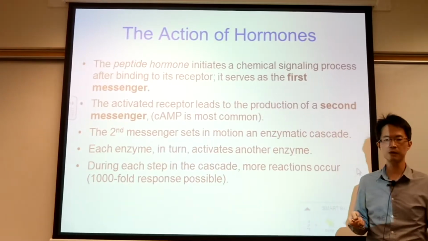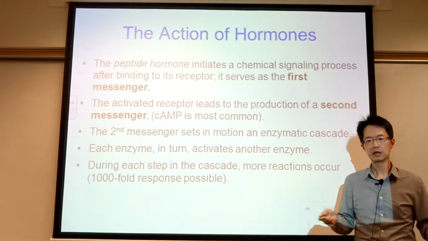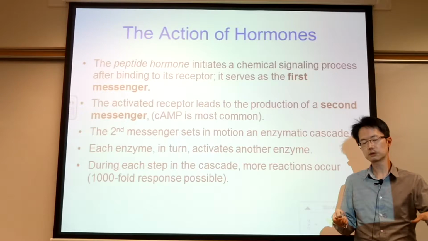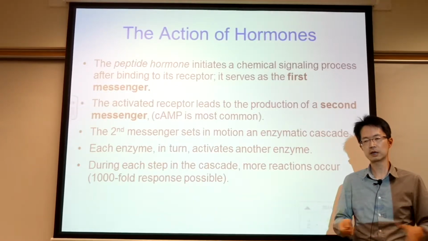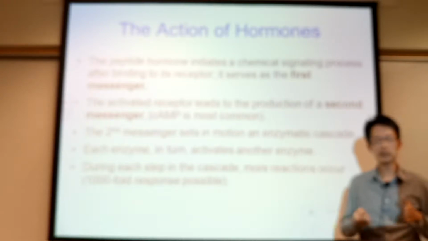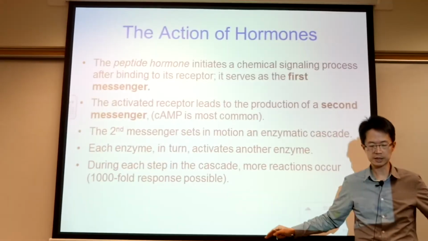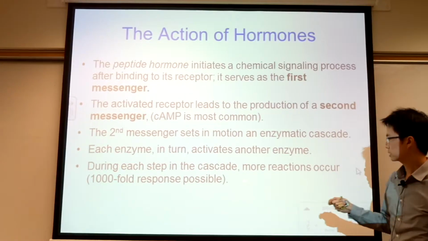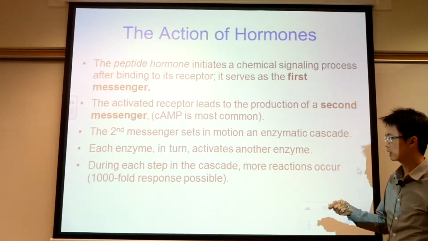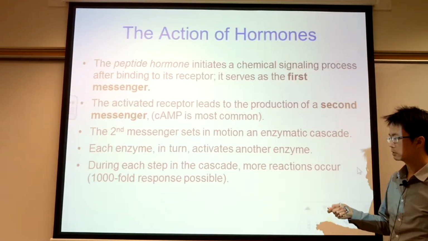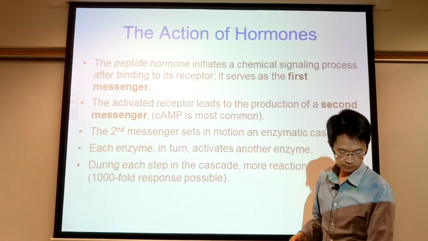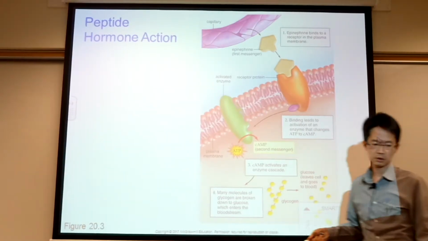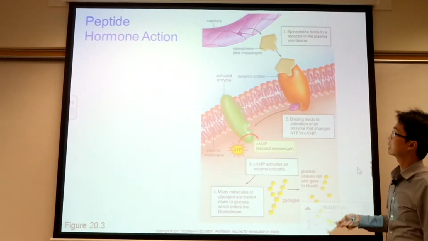So one enzyme will activate multiple downstream enzymes, and then each of those downstream enzymes will activate multiple downstream enzymes as well. So as you can see, it is actually a multiplication process. It is an amplification. So it can amplify a 1,000-fold response. So this is what happens.